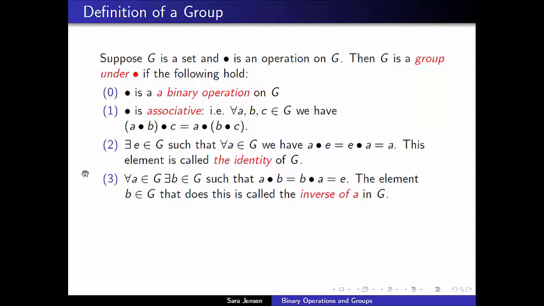The next 2 properties are properties that the set must satisfy. The first is that there exists an element that we call E in the set, so that for all elements A of the group, A dot E is equal to E dot A is equal to A. And this element E that must exist in the set is called the identity of the group.